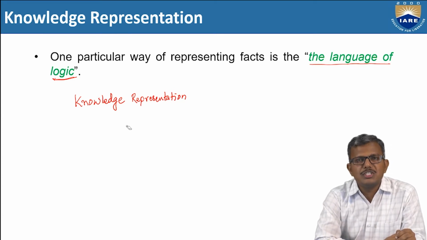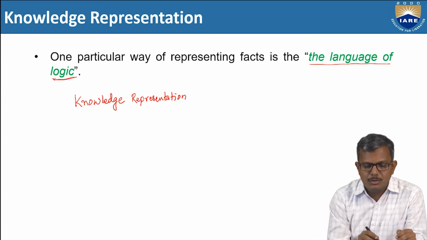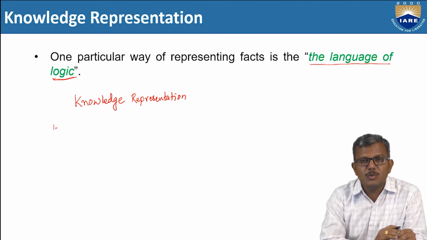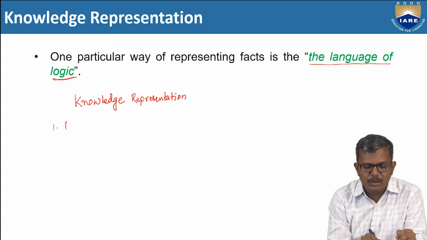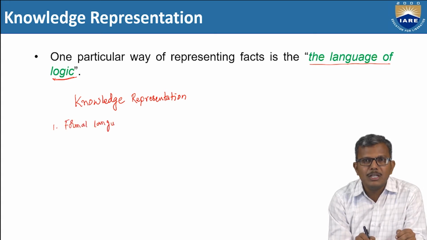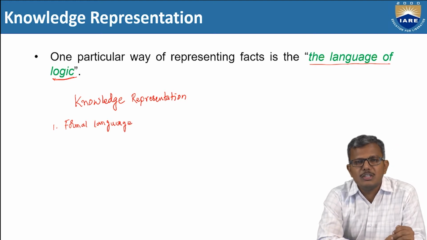So knowledge representation is a major criteria now. The first most important thing we require during the time of knowledge representation is we need to select some formal language. There should be some language.